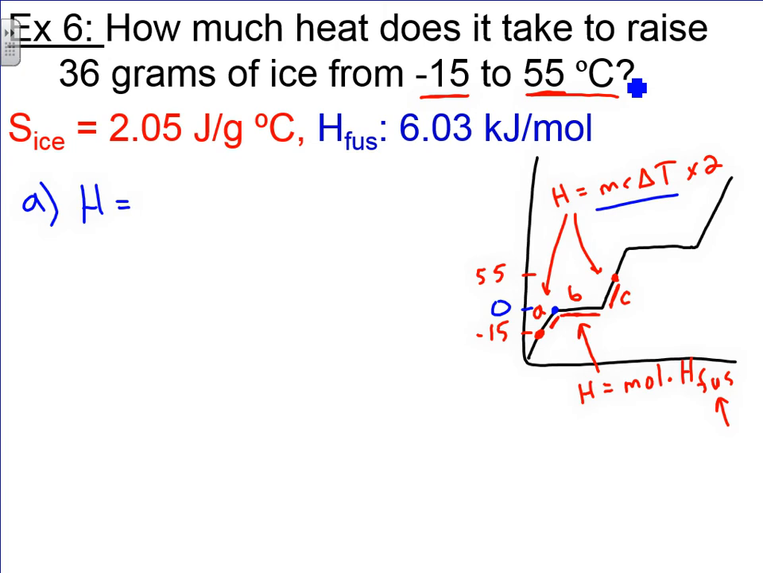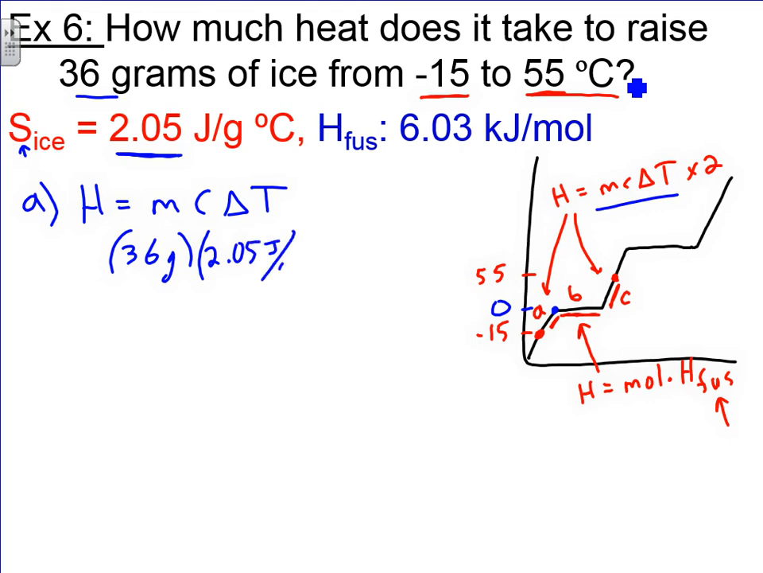And in this case, the mass is 36 grams. So we have 36 grams of water. Now the specific heat of ice is given to us here as 2.05 joules per gram degree Celsius, and that's what we're going to use. Now we're using S, you can use S or you can use C for specific heat. So multiply this by 2.05 joules per gram degree Celsius, and then we'll have to multiply by our temperature change.